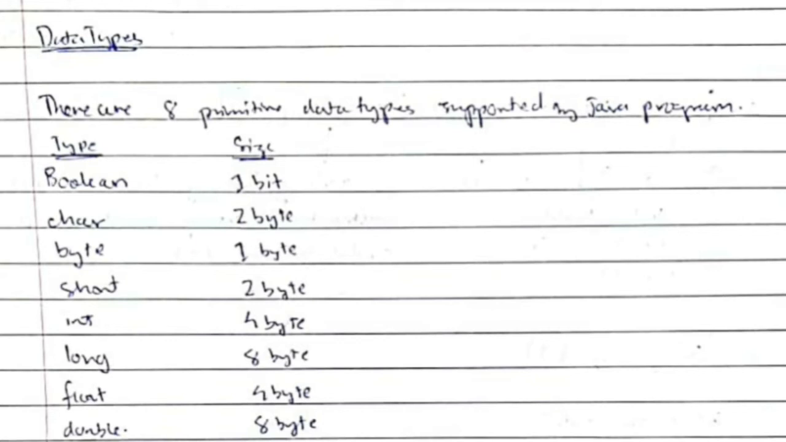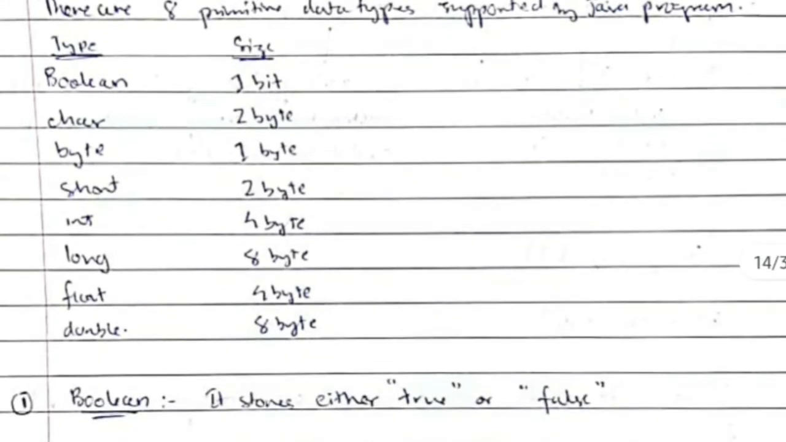Next is byte. Byte stores a number which is of 1 byte. Short stores a number not exceeding 2 bytes, int not exceeding 4 bytes, and long not exceeding 8 bytes. So these are used to store a range of numbers from negative values to positive values. It's a large domain and it can store a variety of numbers. And if you want to store decimal numbers, you have to use either float or double.